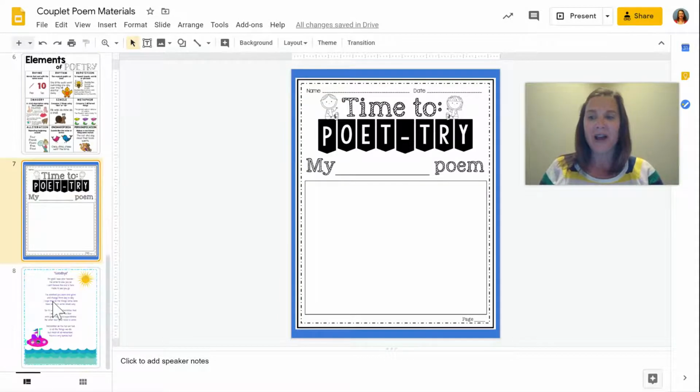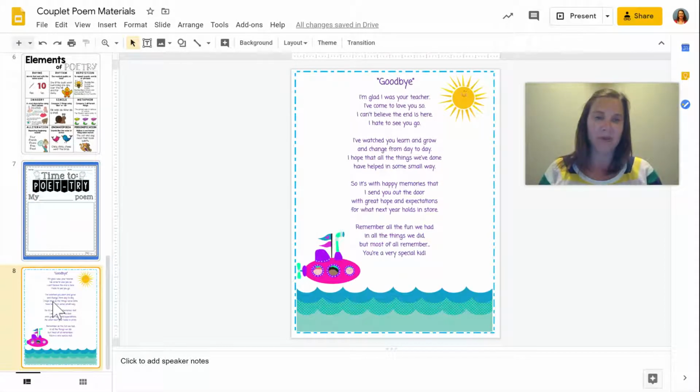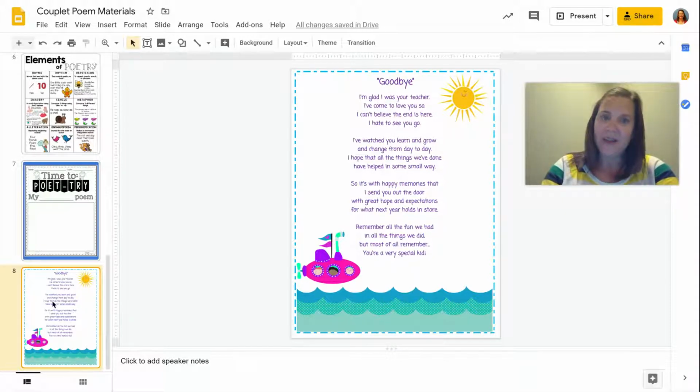Before we go, I would love to read this couplet poem to you and to all the second graders because I wanted to say goodbye. It's been a very strange end of the year, but I'm going to miss you all and I know we'll see each other again soon.